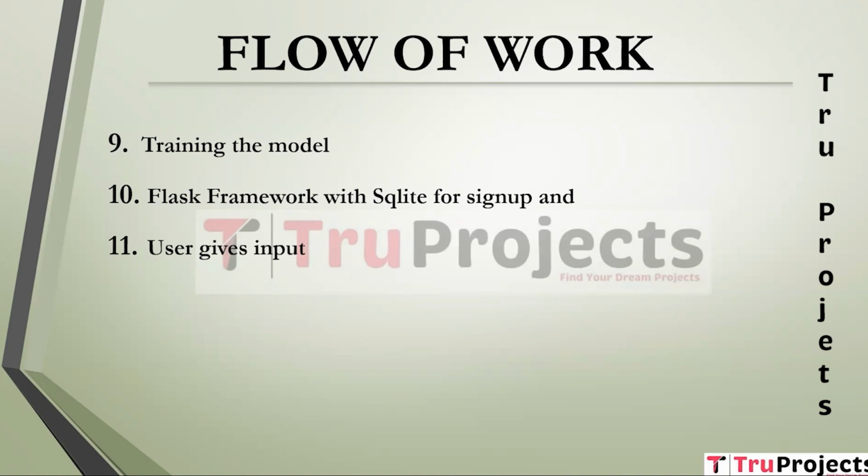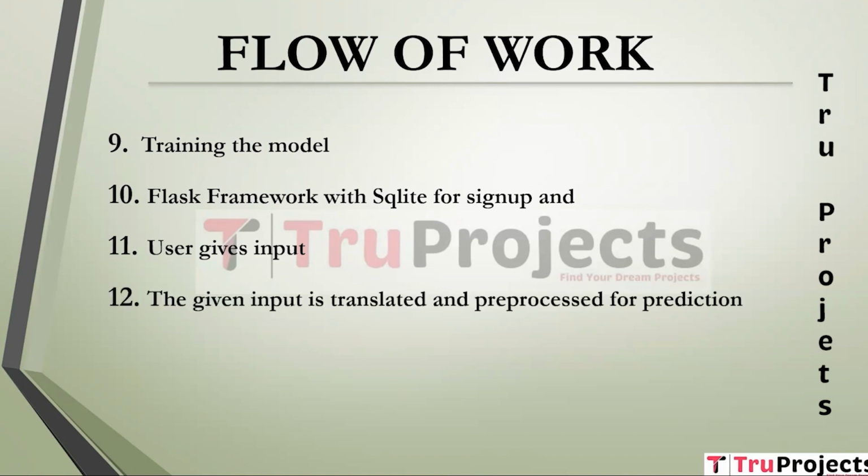User gives input. This step involves users providing input or data through the application user interface, which will be used by the model for prediction. The given input is translated and pre-processed for the prediction. This module takes the user input, translates it into a suitable format, and then pre-processes it to ensure compatibility with the trained model.